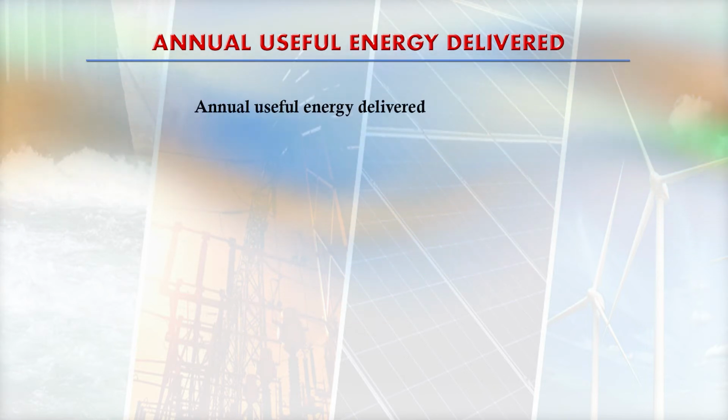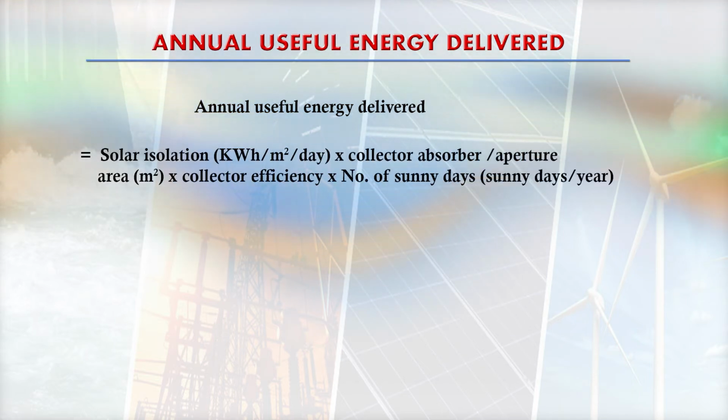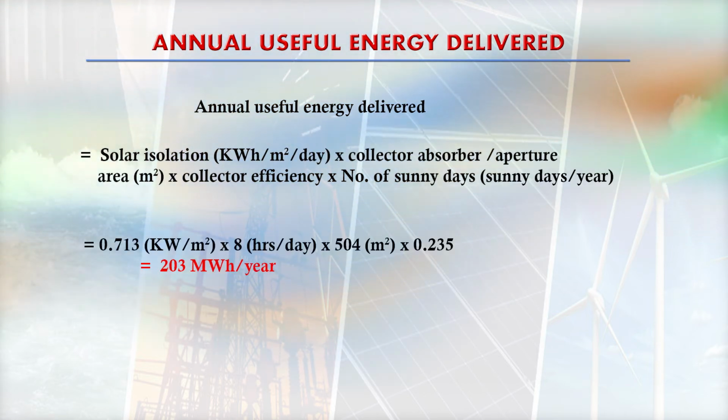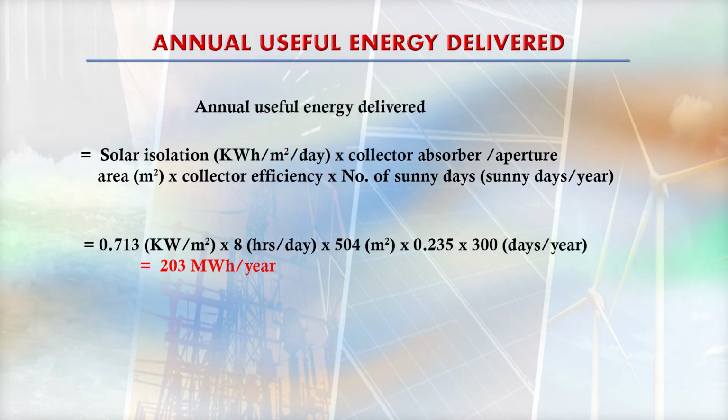Then the annual useful energy delivered or collected, that is Q, equals solar insolation, in kilowatt hour per meter square per day, times collector absorber area, in meter square, times collector efficiency, times number of sunshine hours, times number of sunny days. Here we have assumed that I equals 713 watt per meter square, and we convert it into kilowatt per meter square, that is 0.713.